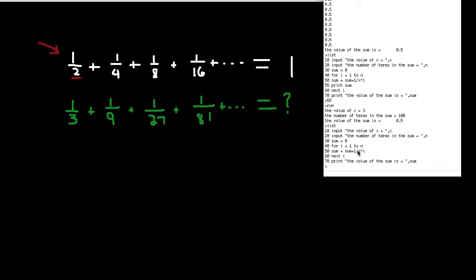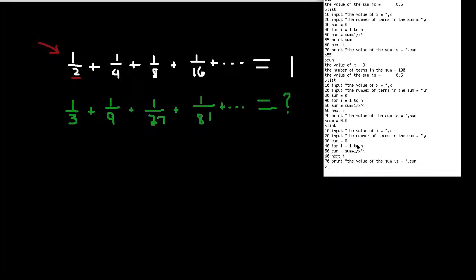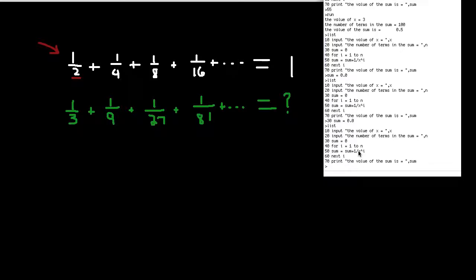So we begin by using a for loop. We begin by setting the initial value of our sum variable equal to 0. And let me write that right here as sum equal to 0.0. Okay, there. So let me do a list again. Okay, so I forgot to put 30. 30 sum equals 0.0. There, list.